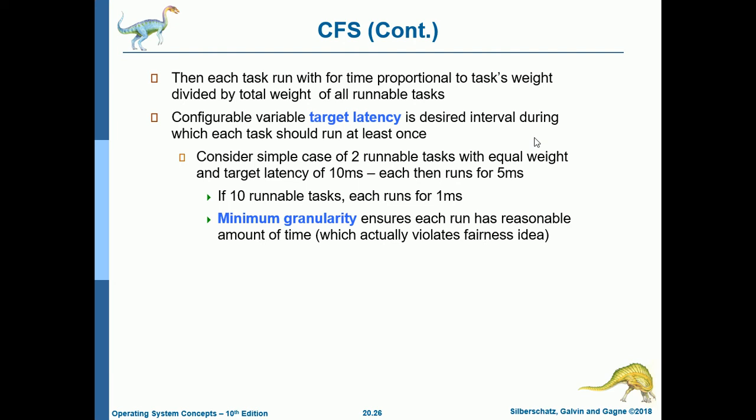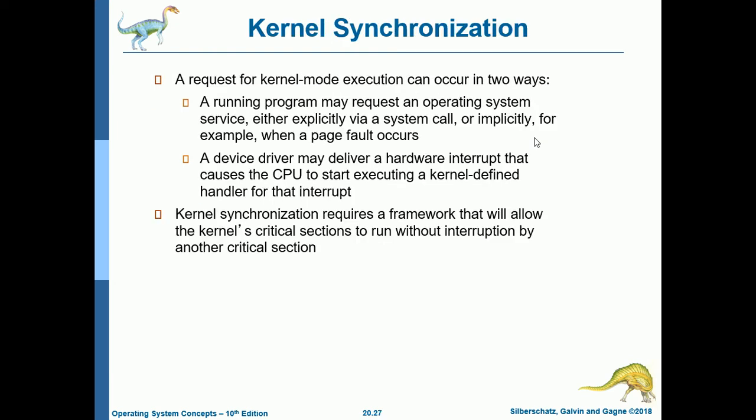So consider a simple case of two runnable tasks with equal weight and a target latency of 10 milliseconds. Each then runs for 5 milliseconds, so 10 milliseconds divided by 2. If there are 10 runnable tasks, each runs for 1 millisecond because 10 divided by 10 is equal to 1. And then we have the minimum granularity, which ensures each task has a reasonable amount of time to run, which actually violates the fairness idea. So next we have the kernel synchronization.